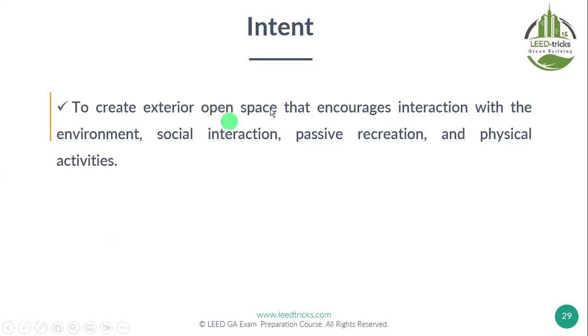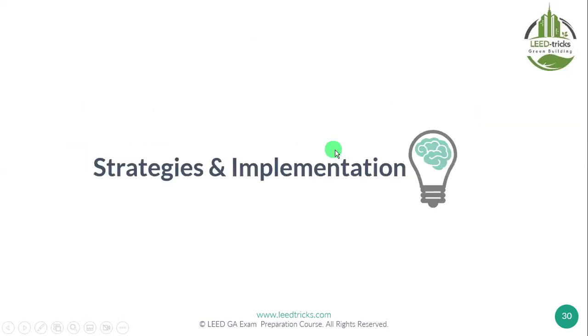The intent is to create exterior open space that encourages interaction with the environment. Why do we always do open space? It's not just green area that is not accessible; it should be accessible. People can use it for social interaction and recreation. Just simply go and sit in the green area with the family or friends, or walk around for physical activity and so on. Here is the open space, which is an essential part of our designs.